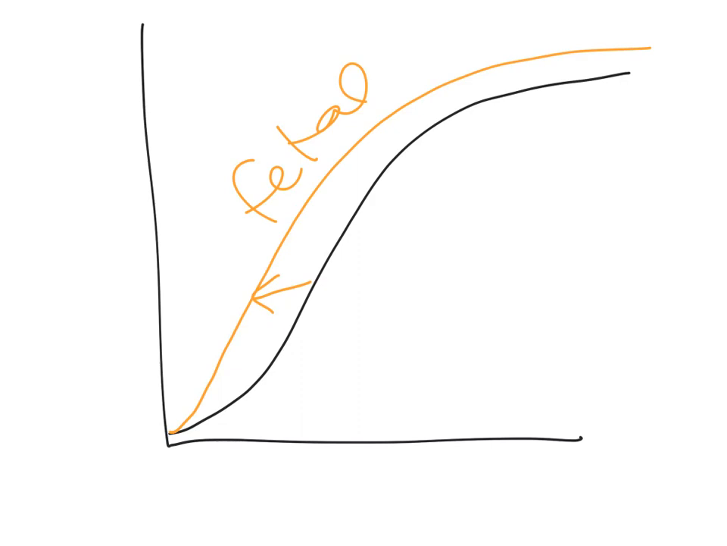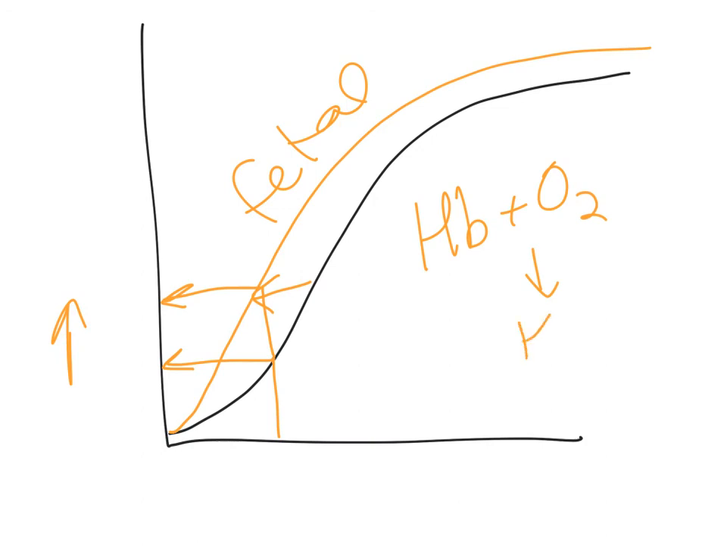And if we take a look now at any given partial pressure of oxygen, we will see that because we've shifted it to the left, the affinity has actually increased. Does this make sense? That fetal hemoglobin has a high affinity for oxygen. In my books, that makes total sense.